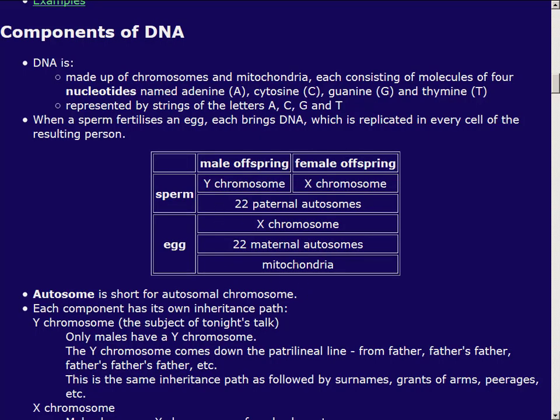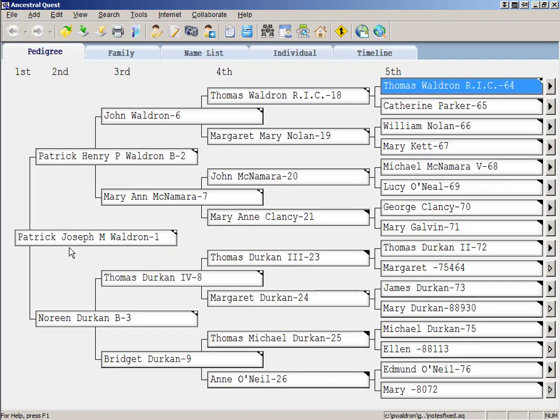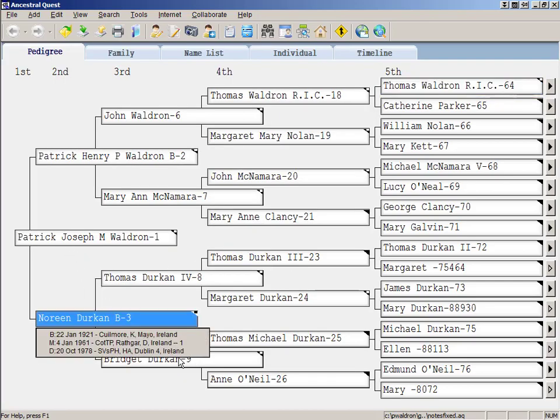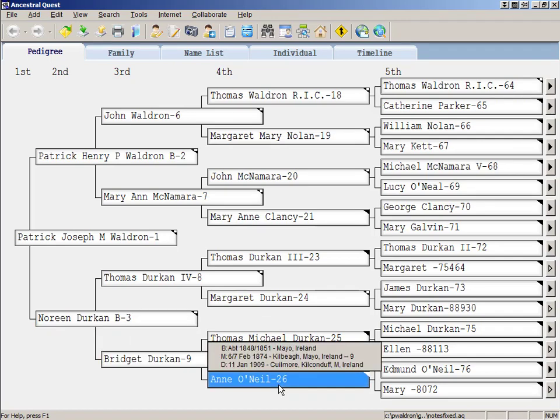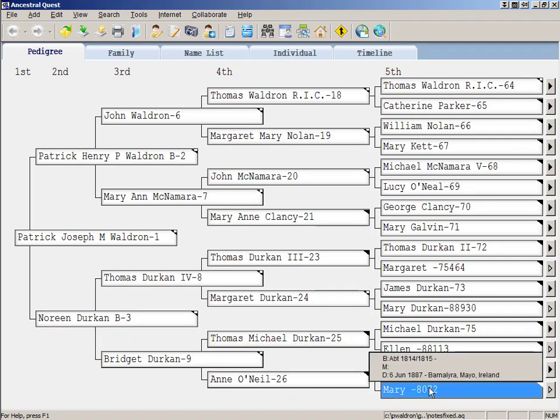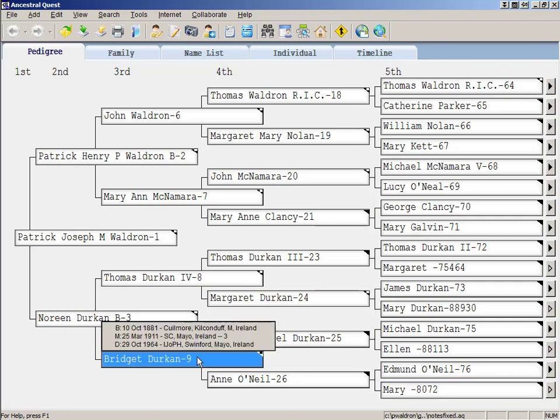On the other hand, the egg has the mitochondria, so everybody gets the mitochondrial DNA from the mother. So I got mine from my mother Noreen Durkin, who got it from her mother Bridget Durkin, who got it from her mother Anne O'Neill, who got it from her mother, who was a Mrs. Mary O'Neill, maiden name unknown. So that's harder to trace because as you go down that all-female line, for most people the surname changes with every generation. In my case, my grandparents were both Durkin, so my grandmother didn't actually change her surname.